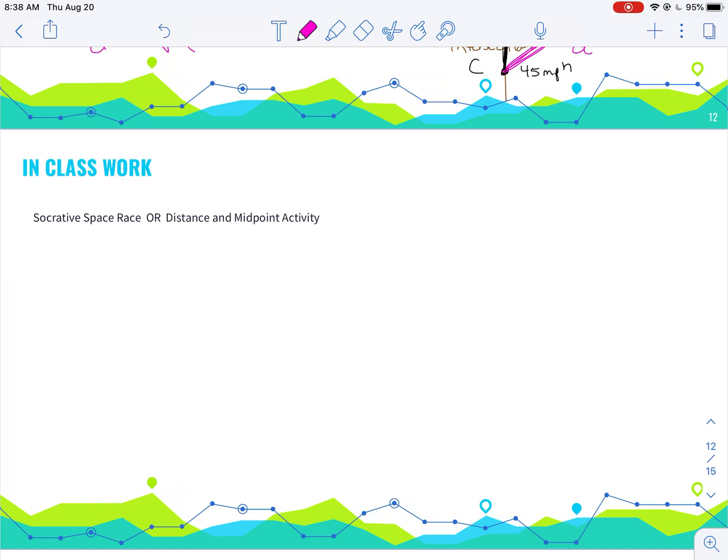Also during class today, we did a distance and midpoint activity. You can download those from the class module.